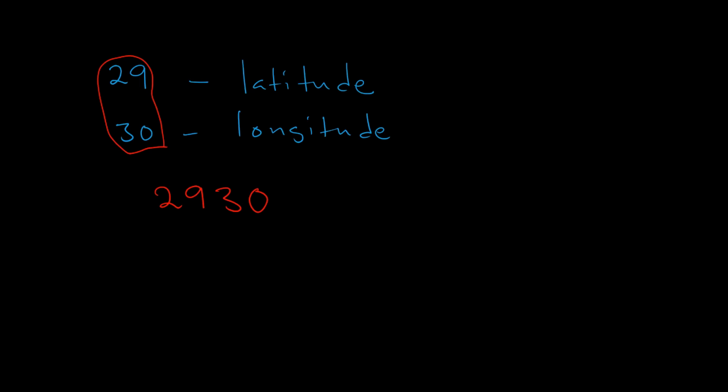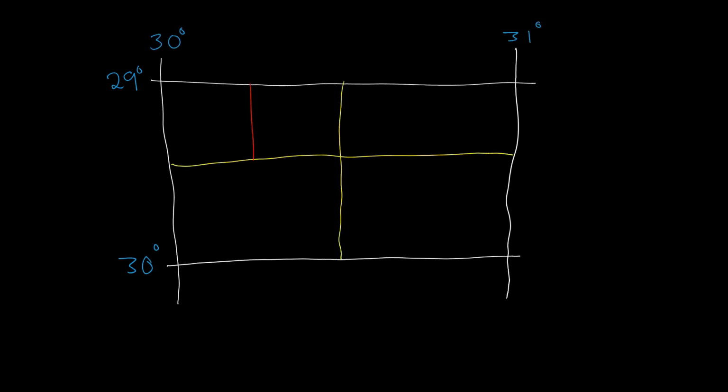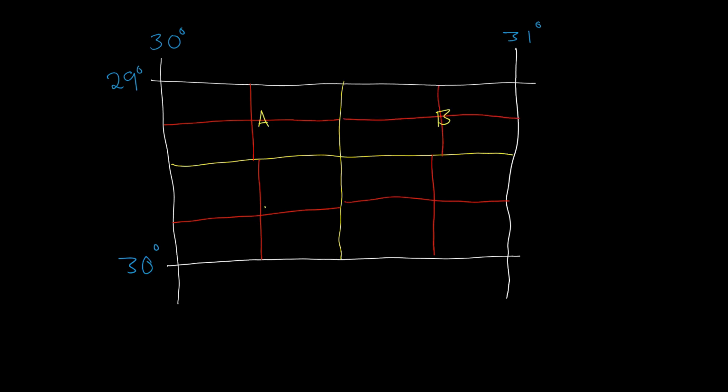Now let's look at the first letter, which is C. Imagine that the large area between 29 degrees and 30 degrees is divided into 16 equal blocks. Each of these blocks is given a letter from A to D. Our map falls in block C, so we add the letter C after 2930. Now our map index becomes 2930C.